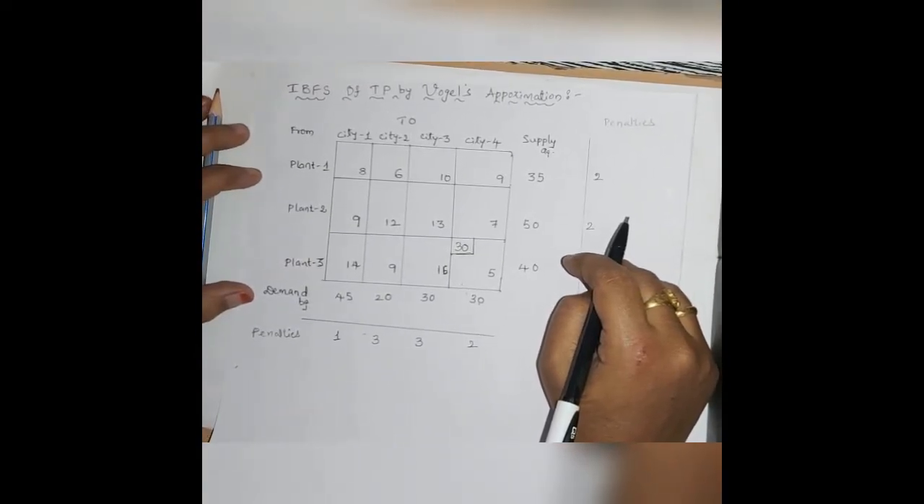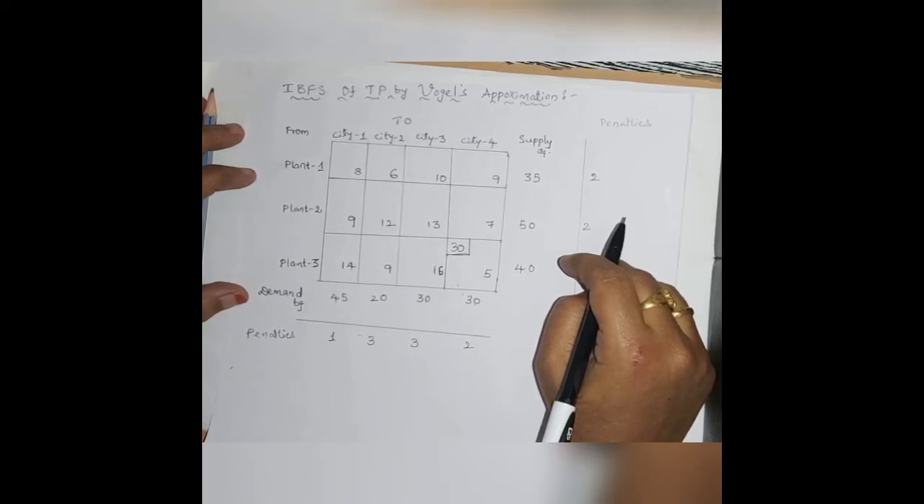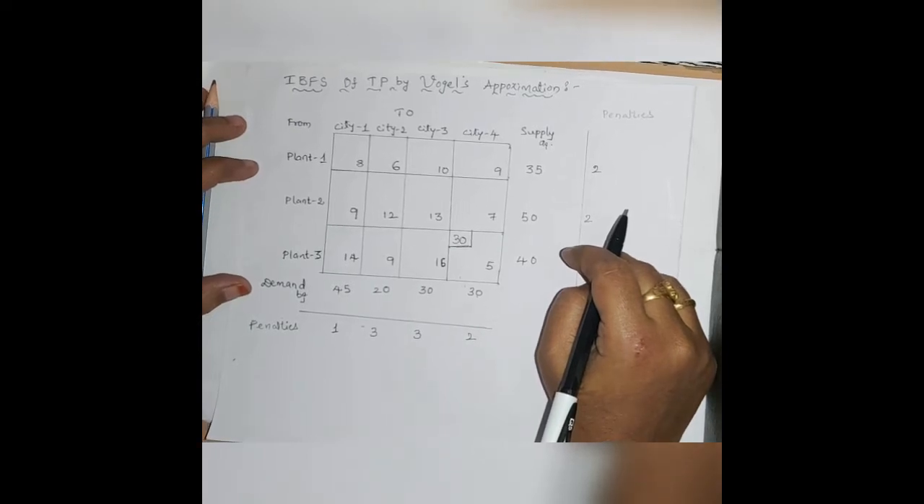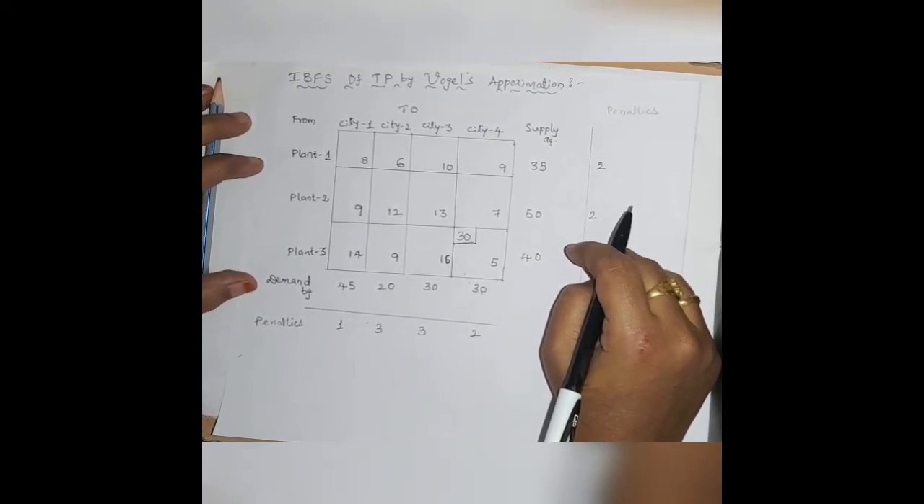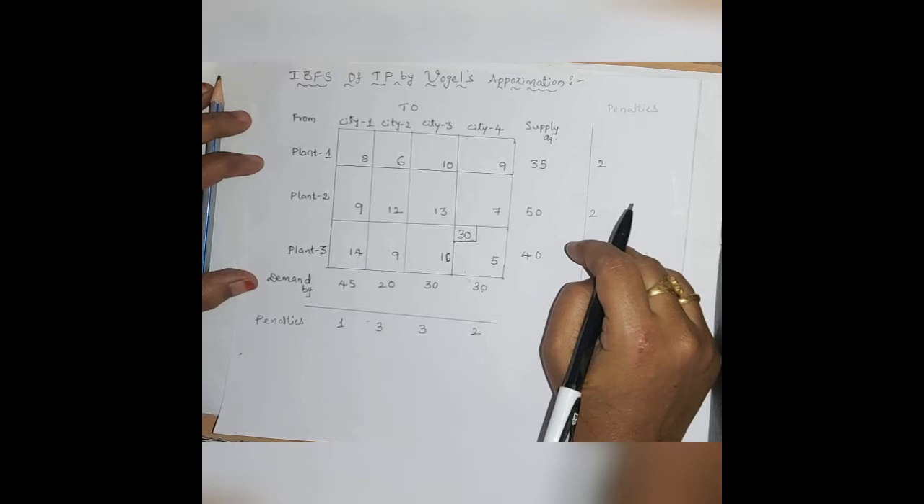Now in today's topic, let us learn how to obtain the initial basic feasible solution of a transportation problem by using Vogel's approximation method. The transportation problem is a special kind of linear programming problem in which there are certain origins and some destinations, and we need to transport the goods from different origins to the respective destinations such that the total transportation cost is minimized.